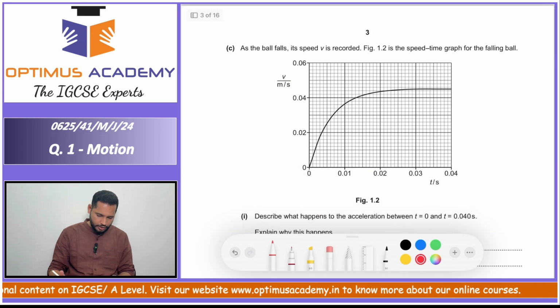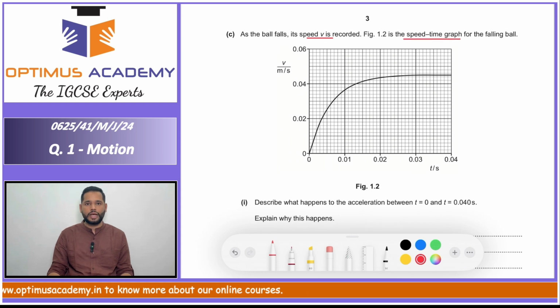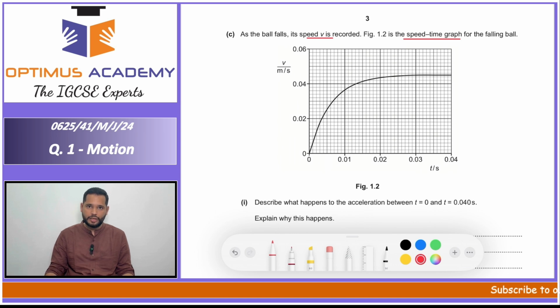Question C. As the ball falls, its speed v is recorded. Figure 1.2 is the speed time graph for the falling ball. Now we know that when we talk about speed time graph, the gradient of the speed time graph gives us acceleration. Looking at the graph, you can understand that the graph shows overall decreasing gradient, meaning the acceleration of the ball is decreasing. Now why would the acceleration decrease?